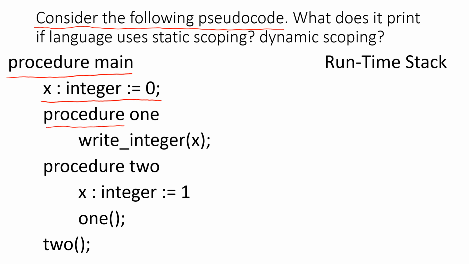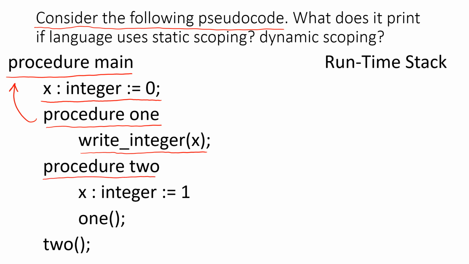Then we have procedure 1. Procedure 1 is defined in main. Procedure 1 simply prints the value of x. So you can see over here that procedure 1 does not contain any declaration for x. So x is not declared in procedure 1, but procedure 1 is accessing x.